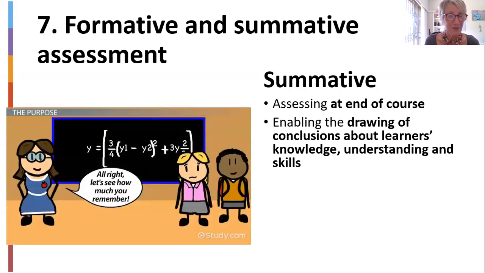Look at this maths formula. All right, let's see how much you remember. Do they know how to do that? So this is where you assess them summatively.